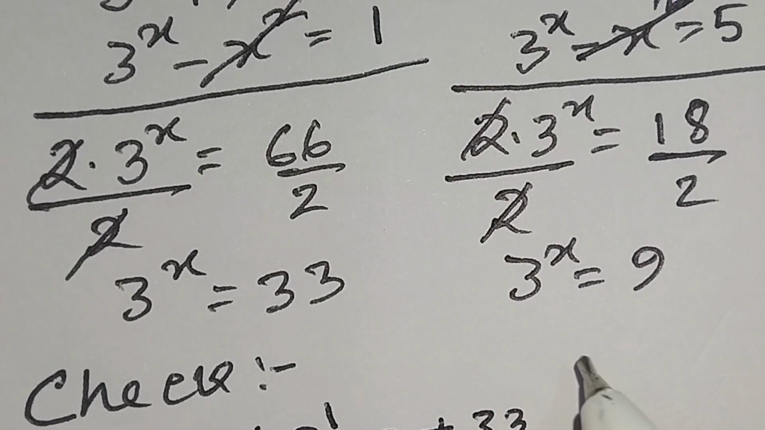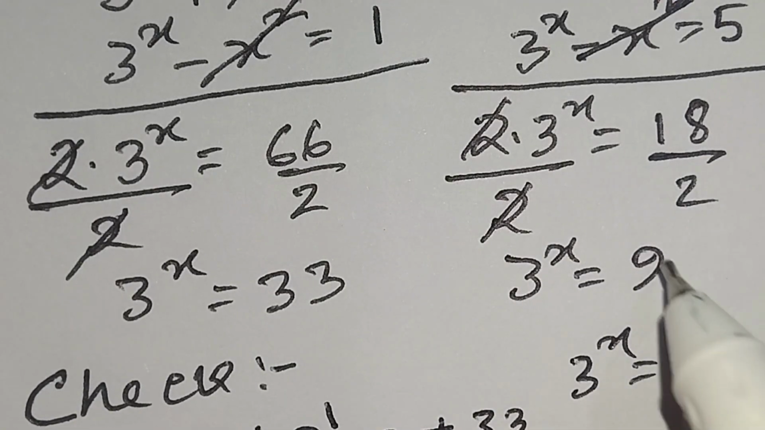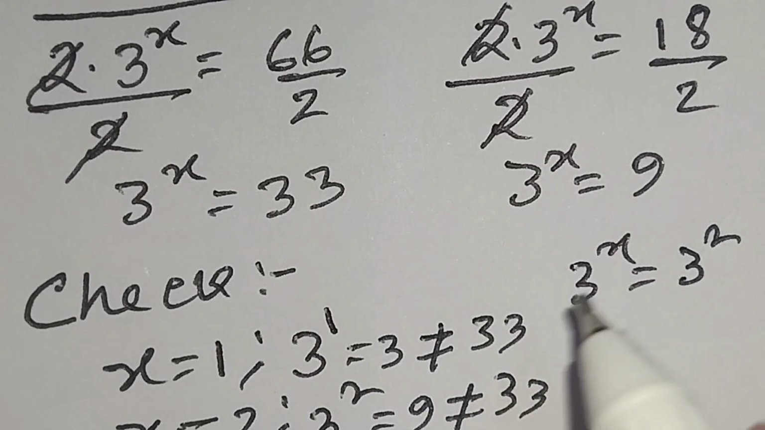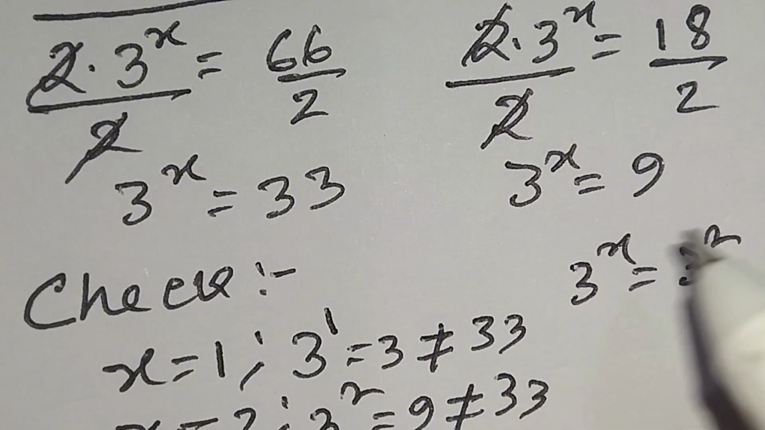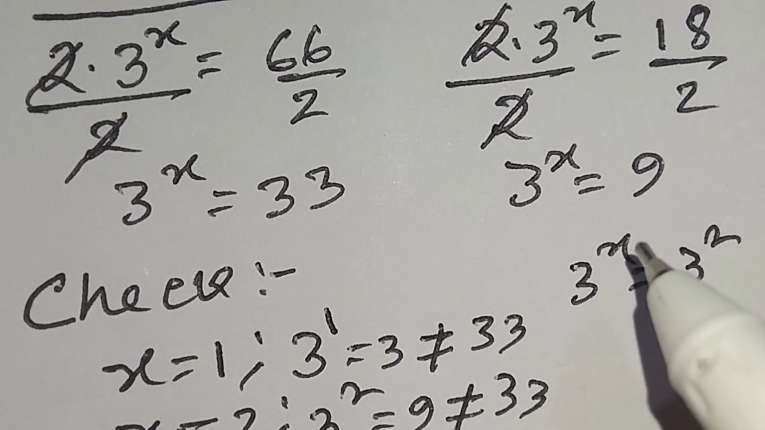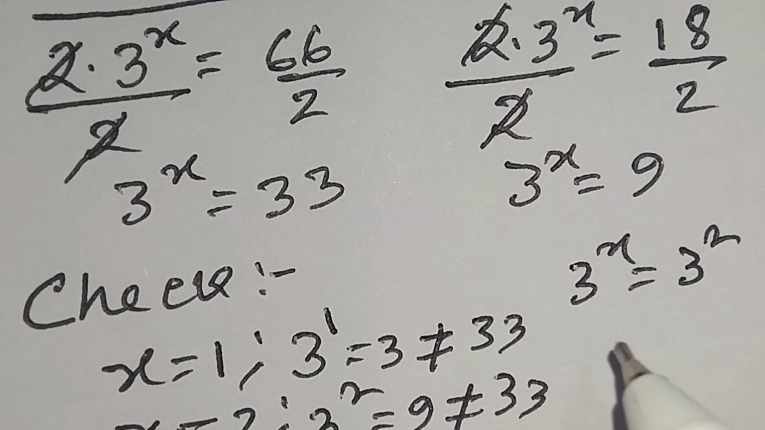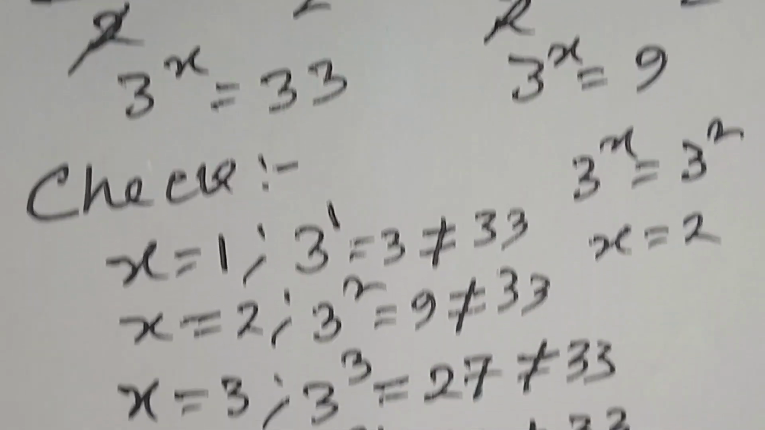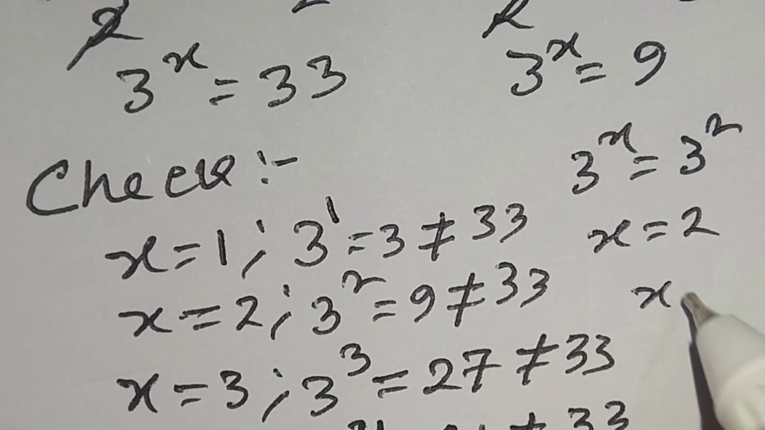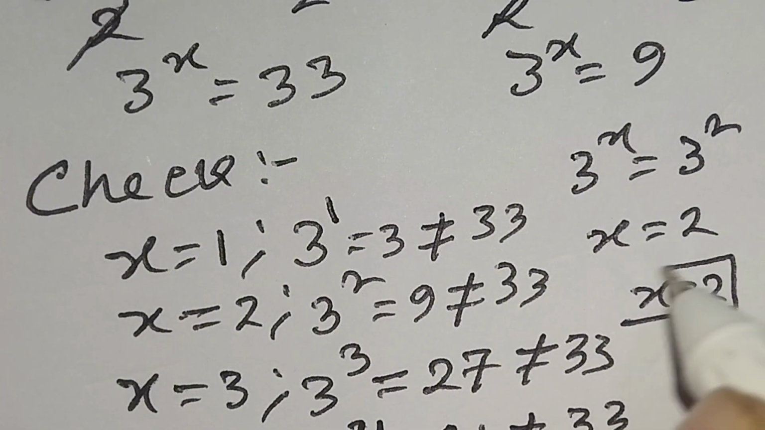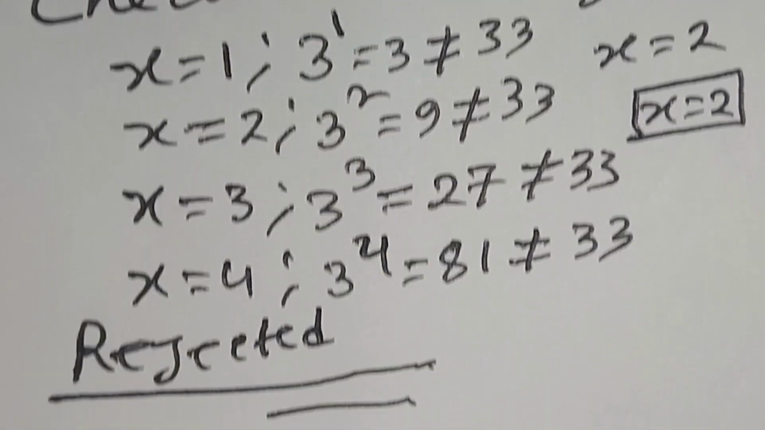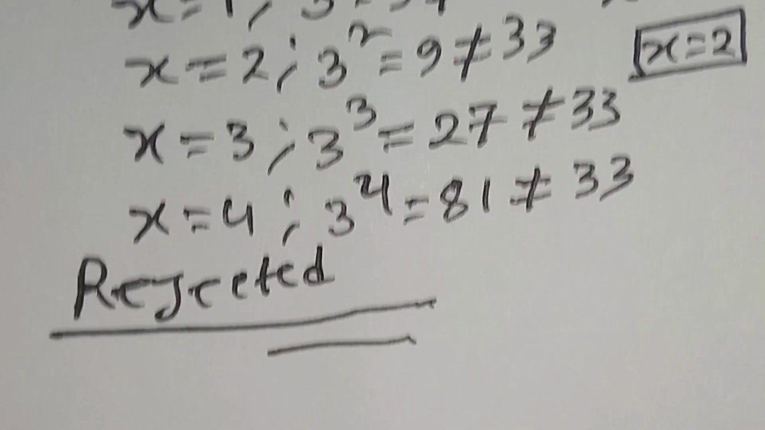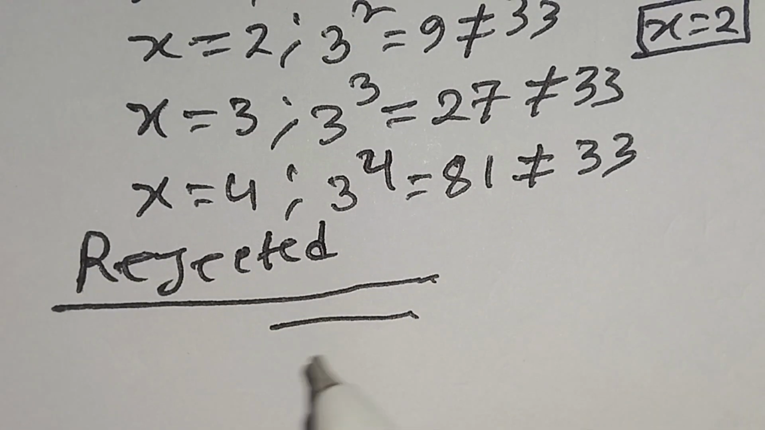Here 3 to the power x is equal to, we can write this 9 as 3 square. Both sides base are same, so we can write here both sides power are also same. So we can compare both sides power. Here left side is power x and right side is power 2. So x is equal to 2. This is our solution. Now we will verify for checking whether this value x is equal to 2 is correct or not. So verify.